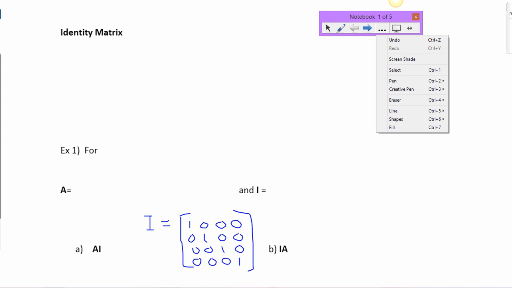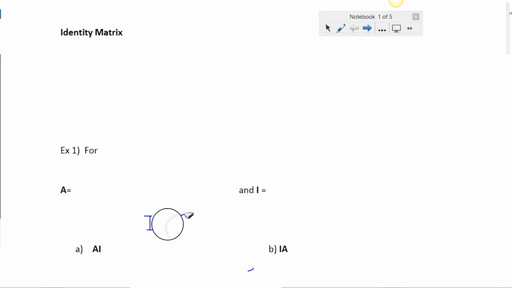Why doesn't it go with it? Very strange. Okay.